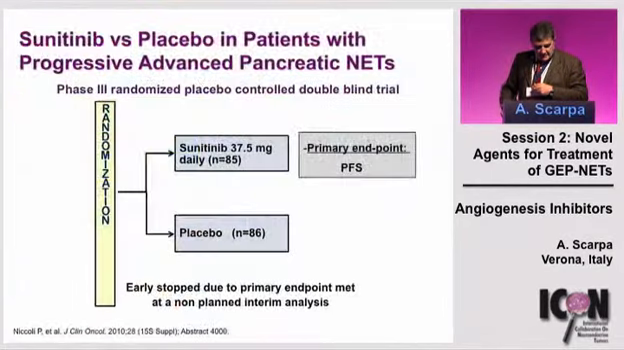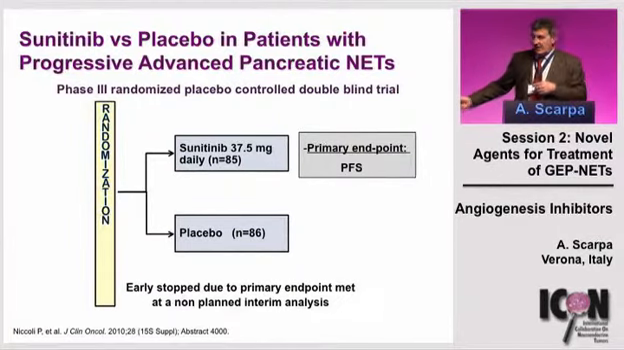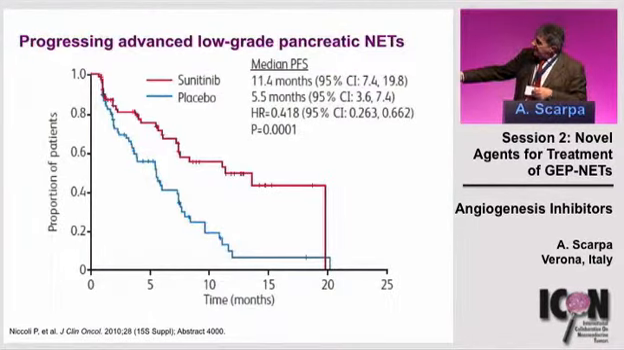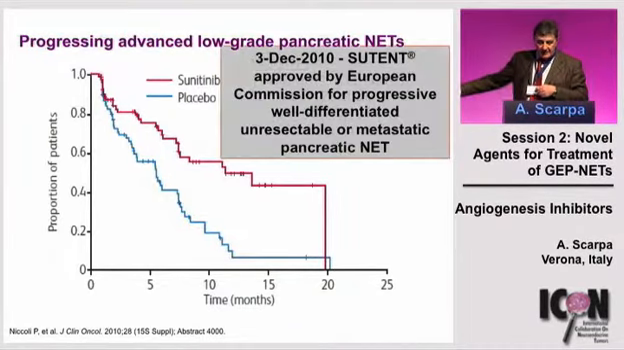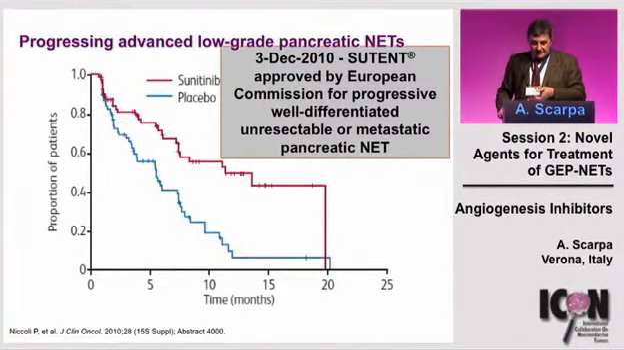I will only show one phase 3 trial, which has already been shown by Professor Olberg. It is very interesting because it was designed to recruit many more patients, but it was stopped because it was working. As you can see, the primary endpoint was progression-free survival. It was working, and the progression-free survival was doubled with respect to placebo, and this led to the approval by the European Commission of this drug for the unresectable or metastatic pancreatic NET.